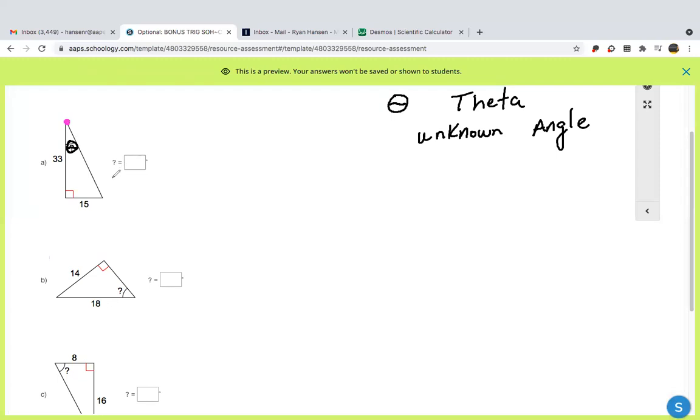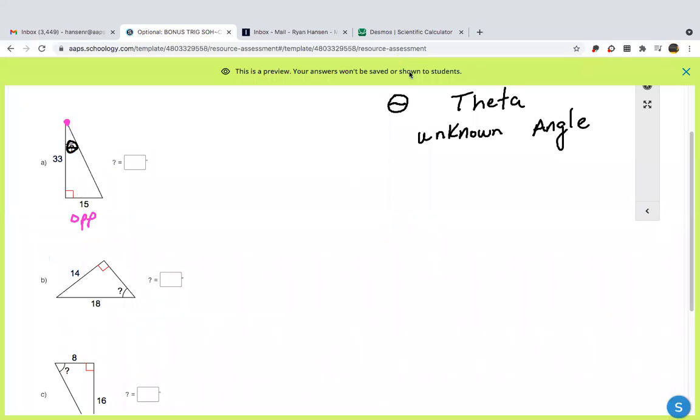So the next steps would be to identify what sides are illustrated in the picture. With respect to theta, what do we call the 15? What do we call the 33? Remember, the 3 names of the sides are opposite, adjacent, and hypotenuse. So what if we did the following? What if I start at the reference angle and notice that to get to the 15, I have to throw a rock through the triangle, bang, we hit the other side. That's the opposite.